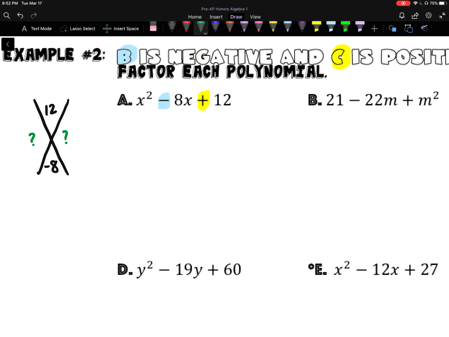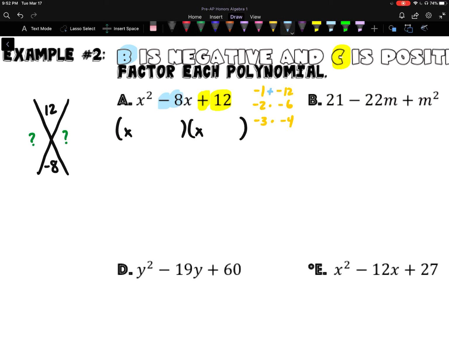Okay, so parentheses start off x times x, because that's the only way to get x squared. And now I want to list out my factors of 12. So factors of 12 are going to be negative 1 times negative 12, negative 2 times negative 6, negative 3 times negative 4. And now we're looking for the combination that's going to get us to negative 8.